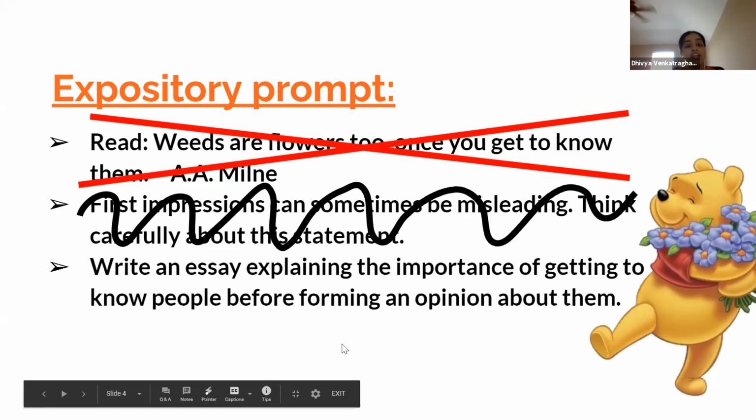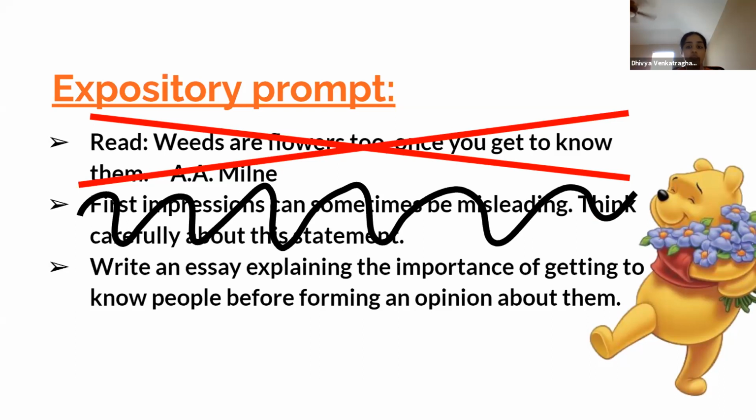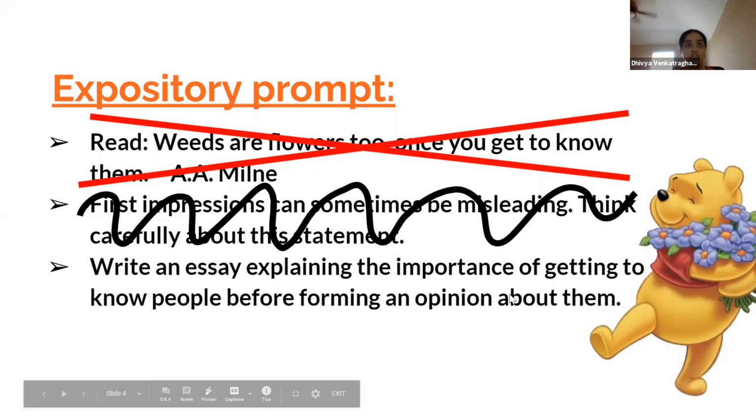Okay, now finally we have gotten rid of all the distractions. We don't have the read section anymore, we don't have the think section, and now only the writing section is left. And it starts with write an essay explaining the importance of getting to know people before forming an opinion about them, which is the prompt that we need to answer. So we kind of narrowed down everything to what we actually need.